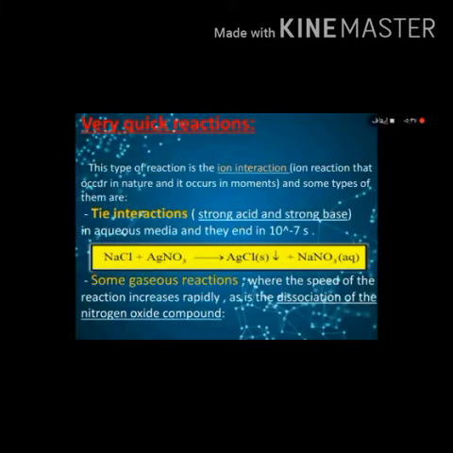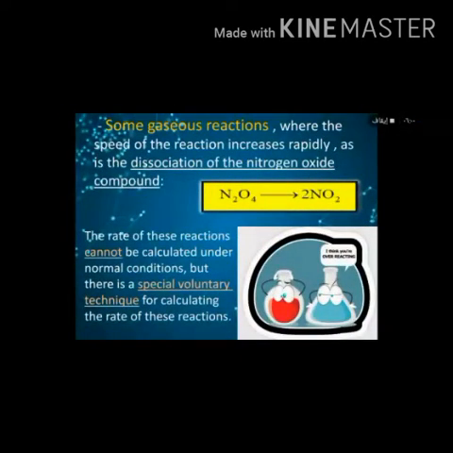For example, when we react the NaCl with the AgNO3, we're gonna get AgCl as a precipitate and the NaNO3. Some gaseous reactions where the speed of the reaction increases rapidly, as is the dissociation of the nitrogen oxide compound. The following reacts as in the following equation, N2O4 is going to give us 2NO2. The rate of these reactions cannot be calculated under normal conditions, but there is a special technique for calculating the rate of these reactions.